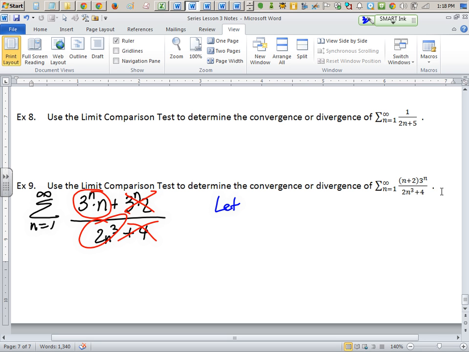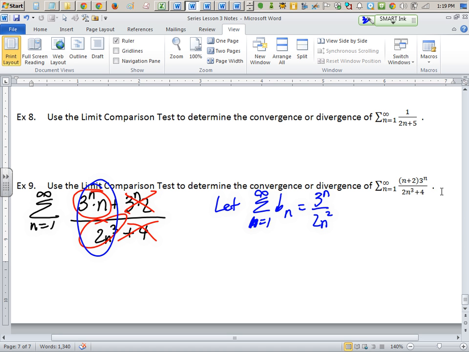After thinking a little bit, I decide to let the B sub n on this problem, I don't know why I wrote B squared, I meant to write B sub n, be this. It's simpler and has the same growth rate as the one they gave me. What is that? 3 to the n times n over 2n cubed. Does that reduce? Yeah. 3 to the n over 2n squared.